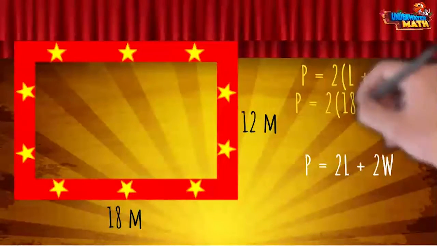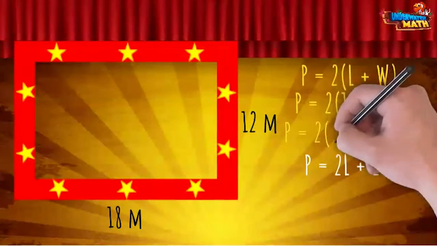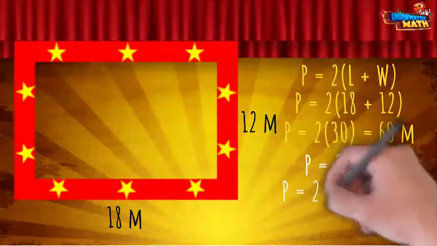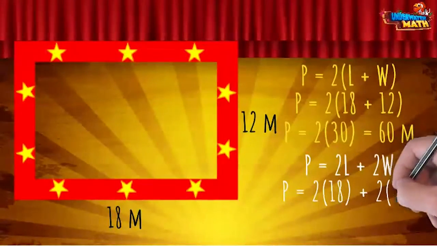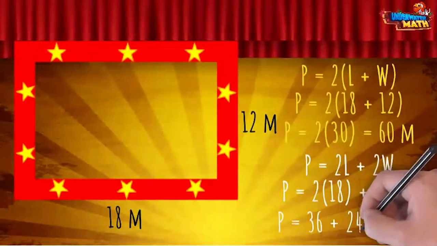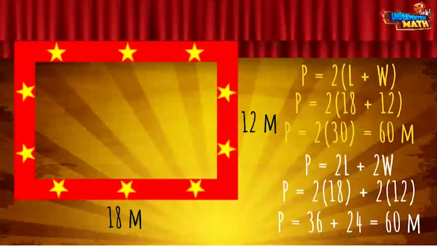2 times (18 plus 12) equals 2 times 30 equals 60 meters, or 2 times 18 plus 2 times 12 equals 36 plus 24 equals 60 meters.